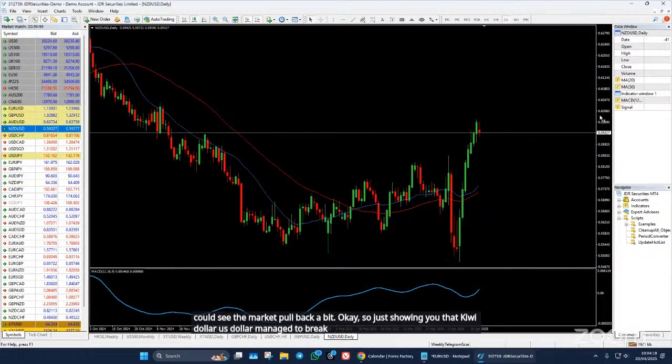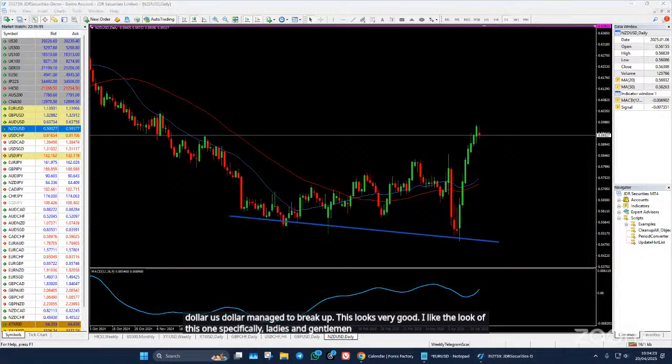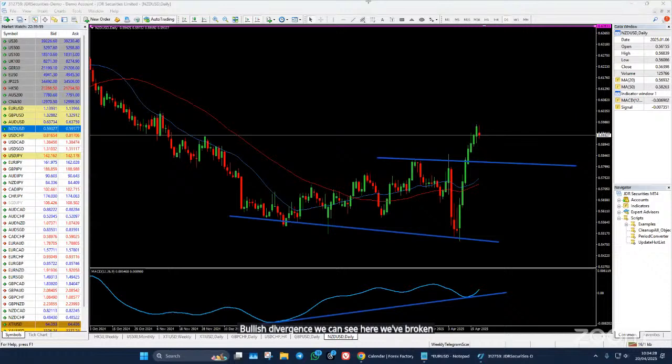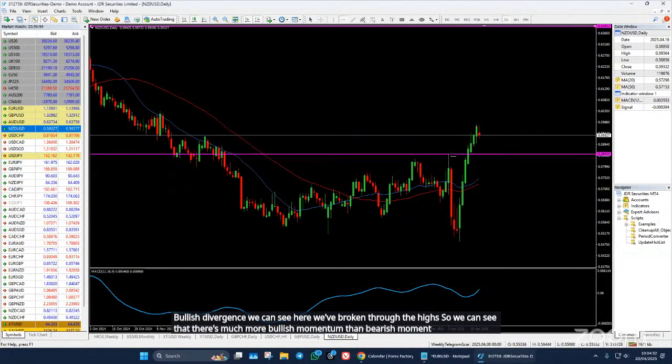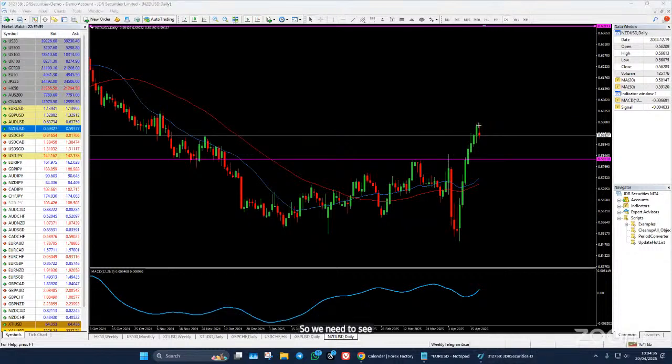This looks very good. I like the look of this one specifically. Ladies and gentlemen, I teach you this in my classes. You know this stuff. Bullish divergence. We can see here we've broken through the highs, so there's much more bullish momentum than bearish momentum. But also at some point we need to see a bit of a pullback. So we need to see a little bit of a pullback here and looking to go long.